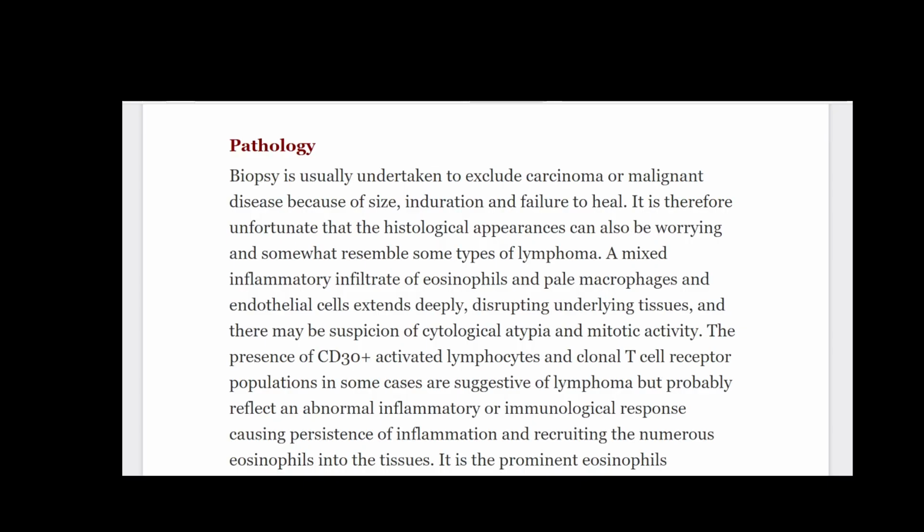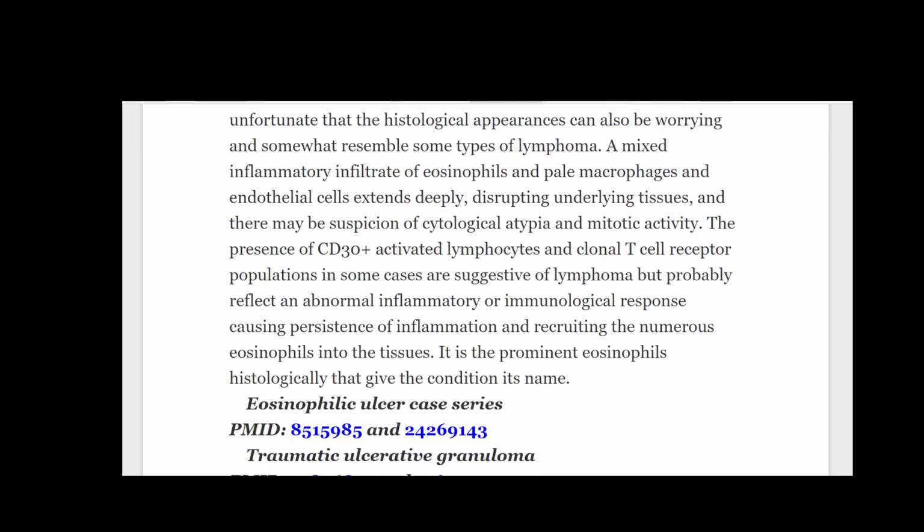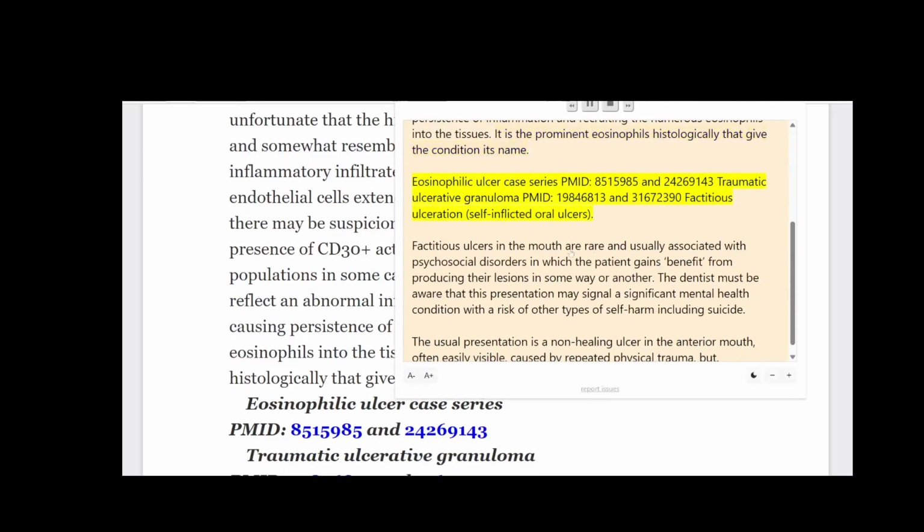It is therefore unfortunate that the histological appearances can also be worrying and somewhat resemble some types of lymphoma. A mixed inflammatory infiltrate of eosinophils and pale macrophages and endothelial cells extends deeply, disrupting underlying tissues, and there may be suspicion of cytological atypia and mitotic activity. The presence of CD30+ activated lymphocytes and clonal T-cell receptor populations in some cases are suggestive of lymphoma but probably reflect an abnormal inflammatory or immunological response causing persistence of inflammation and recruiting the numerous eosinophils into the tissues. It is the prominent eosinophils histologically that give the condition its name.